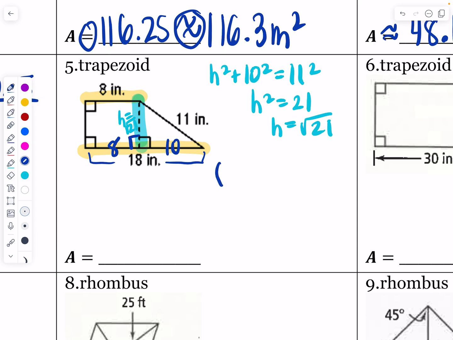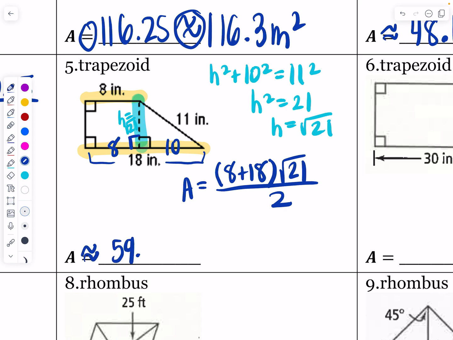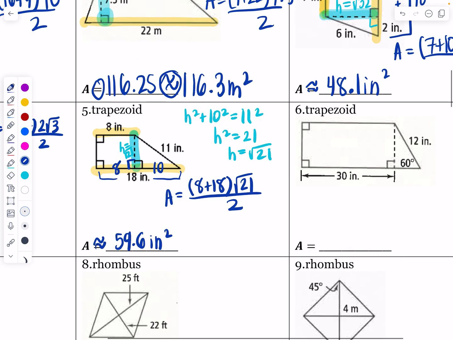So now I plug that into my formula. That's going to be area equals base 1 plus base 2, times the height, which is the square root of 21, divided by 2. So 8 plus 18 is 26, times the square root of 21 is 119.14, and it keeps going. We're going to divide that by 2, and we're going to round at the very end. The area of this trapezoid is about 59.6 inches squared. So we're not rounding until the very end.